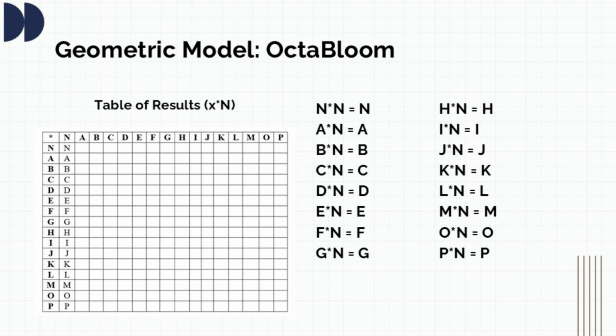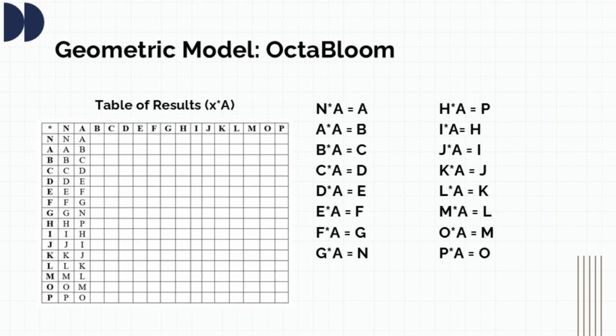Now, if we operate O star n, we'll get O because first we will flip the flower and rotate it 270 degrees clockwise and then we will do nothing, which results in O. And lastly, if we operate P star n, we'll get P because first we will flip the flower and rotate it 315 degrees clockwise and then we will do nothing, which results in P.